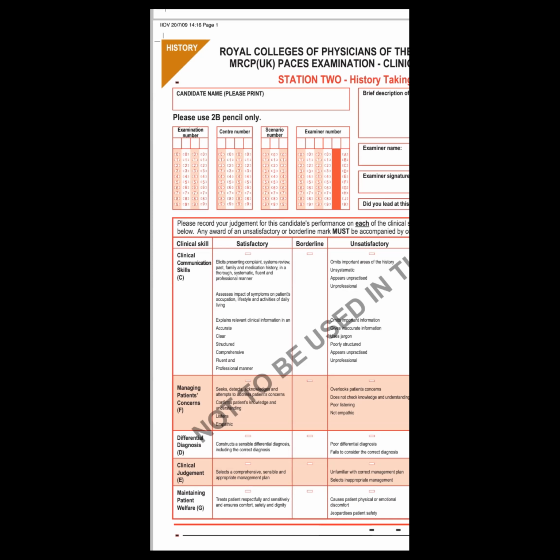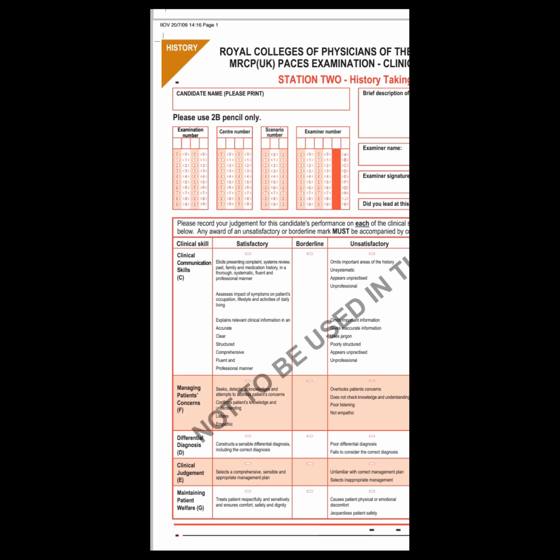Of course, clinical communication. Any session in which you speak to your patient, clinical communication is evaluated using the same parameters. Managing patient concern, the same. Maintaining patient welfare, the same. Whenever you ask about periods or illicit drugs, ask permission. Here you are not going to touch the patient, so there is no chance that you will cause physical discomfort. Just be aware of emotional discomfort. Don't be rude. If you are not rude in this station, I assure you that you will get the full mark within skill G, which is 4 marks.